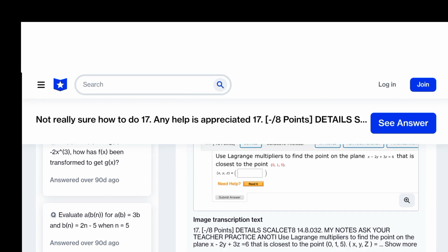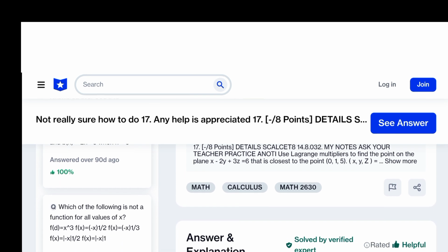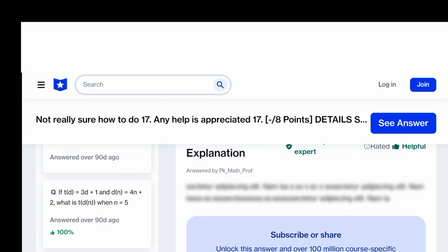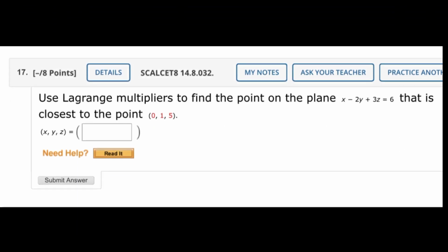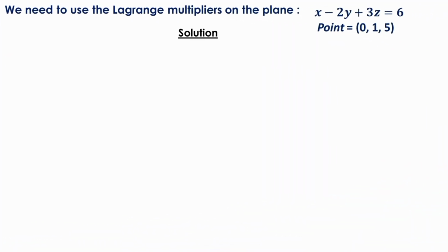In today's video, we'll be looking at another question which is from courseheroes.com. In this question, we are asked to use Lagrange multipliers to find the point on the plane x minus 2y plus 3z equals 6 that is closest to the point (0, 1, 5). So without wasting much of our time, let's dive into action.